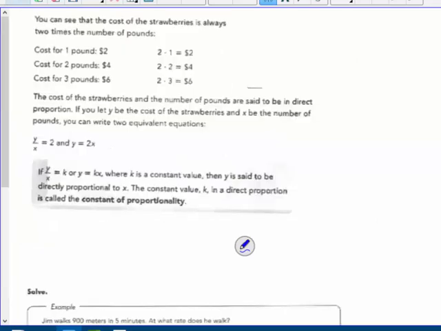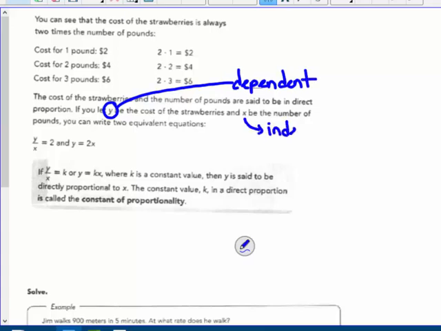Next page, you can see that the cost of the strawberries is always 2 times the number of pounds. The cost of the strawberries and the number of pounds are said to be in a direct proportion. If you let y equal the cost of the strawberries, because the cost depends on how many pounds you buy, y is always the dependent variable. That's a thing to know there. I'm going to introduce that right now, so please write this in. And x is the independent variable.